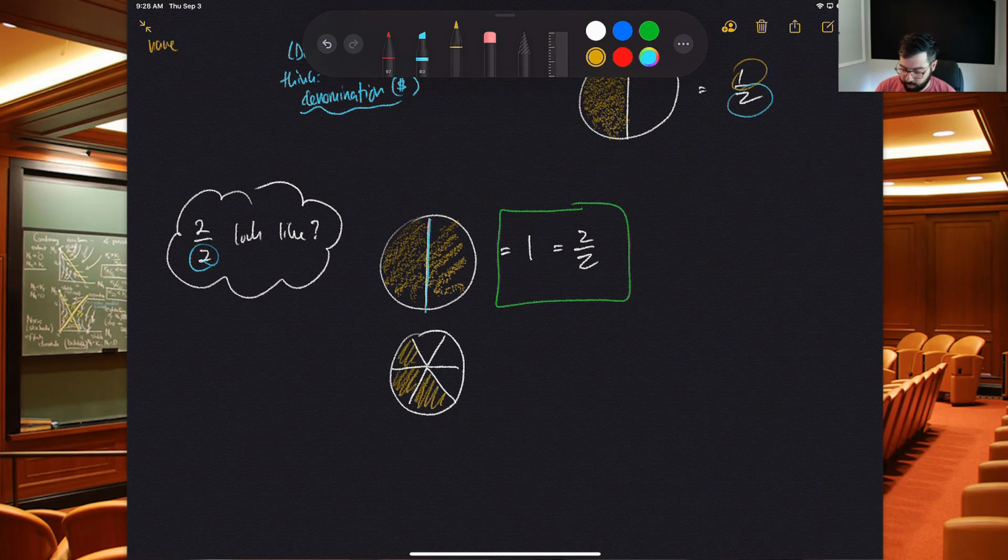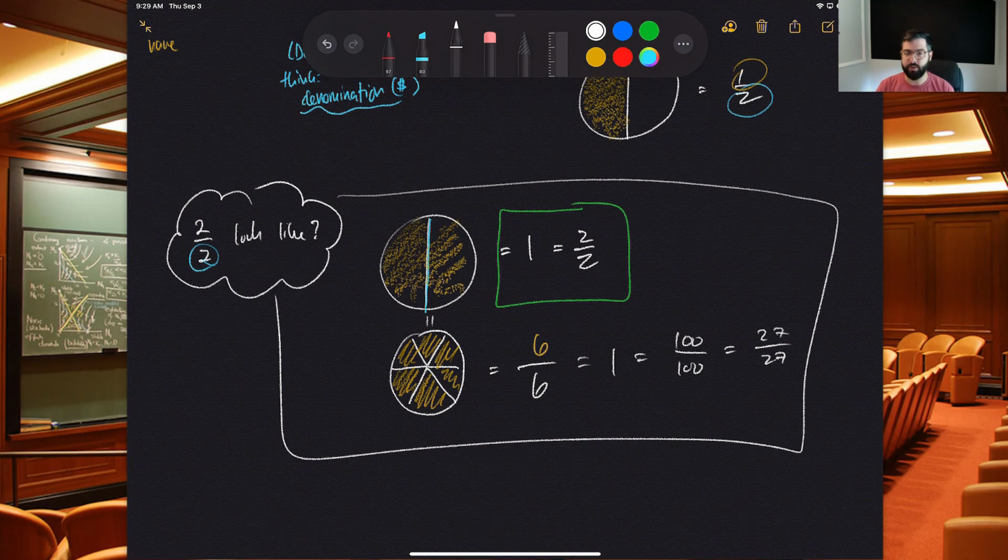right? Think about what the type would be here for this particular representation. Well, the type would be 6ths, since there are 6 slices out of 6, and how many do I have? I have 6, and you see that this is still equal to the same whole. So this is all equal to 1. Whatever number you see over itself, it's going to be equal to 1. Okay, so this is a very powerful idea. And we use this to do a lot with fraction manipulation.